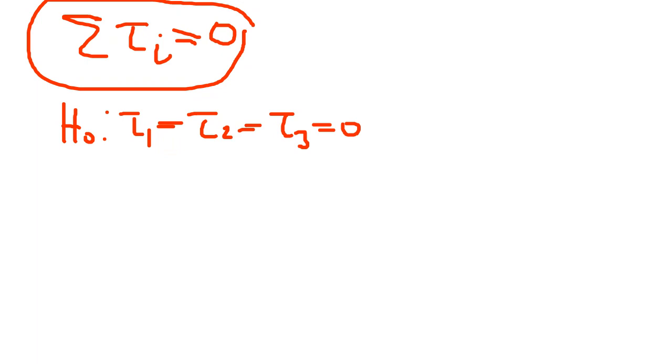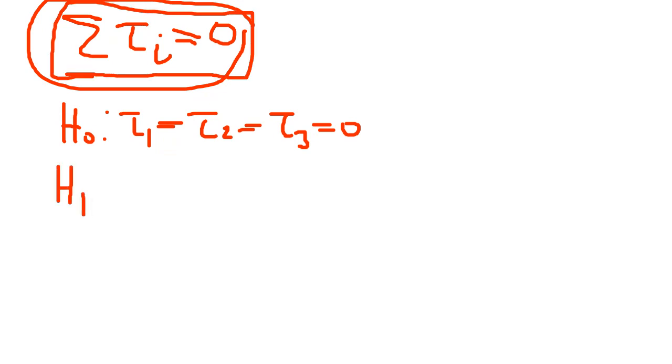It's equivalent to that. But remember, when we write the means, we cannot equate the means to 0, because we are not testing if the means are equal to 0. But with the tau i's, there is this condition that the summation of the tau i's is equal to 0. So the alternative hypothesis will say: not all tau i's are equal to 0.